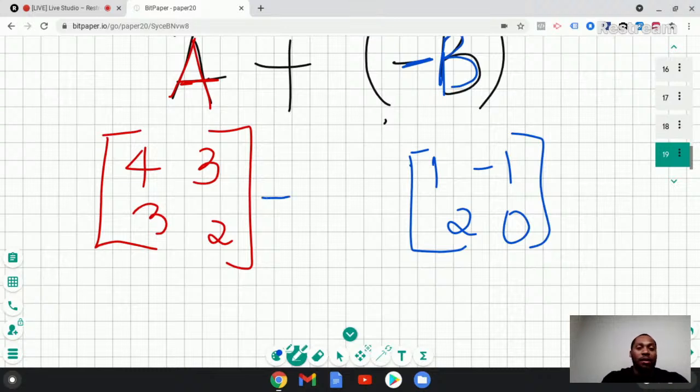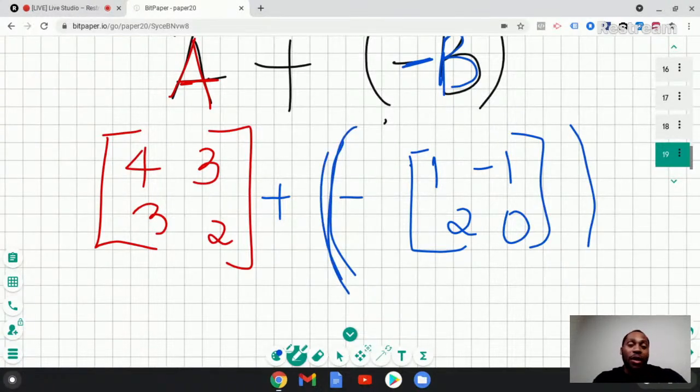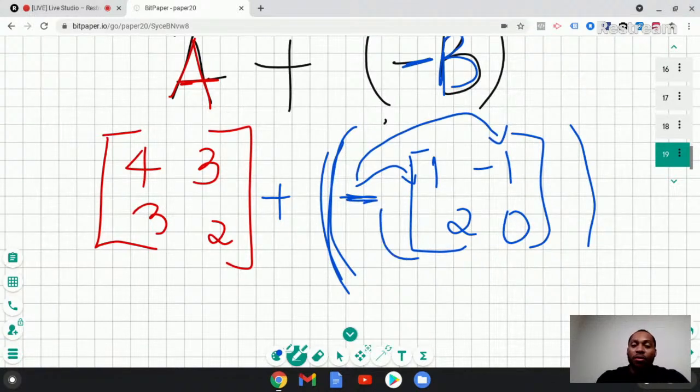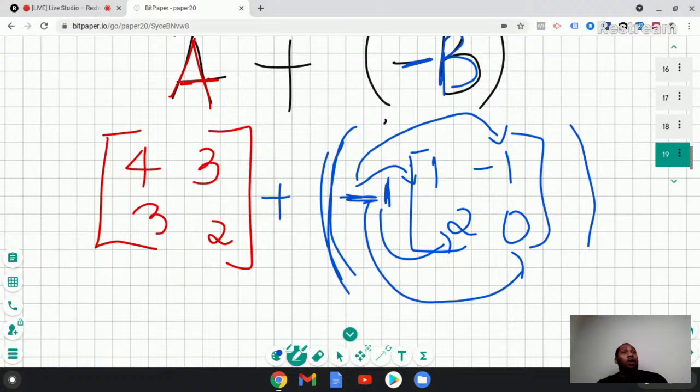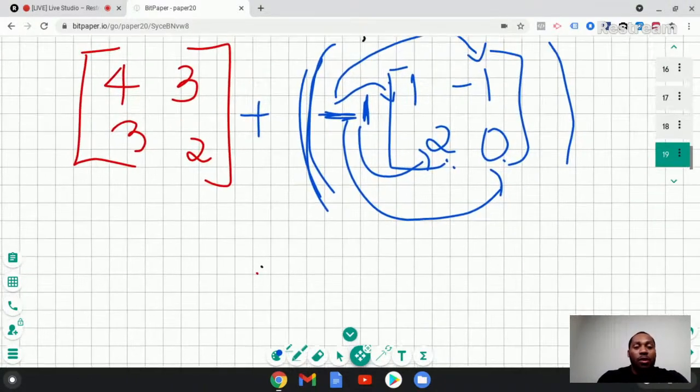So what I could do is A plus -B. This is probably not technically the best way to write this, but I want to show you what we do here. I'm going to take -1 and multiply it by this one, -1 multiplied by this one, by this, and by this. All the entries in this matrix are going to change sign. The 2 is going to become a -2, 0 is going to stay the same, and the -1 is going to be a +1. So what we can do is say this is A plus.